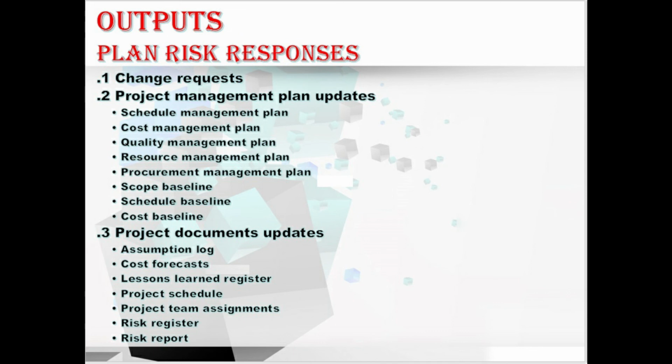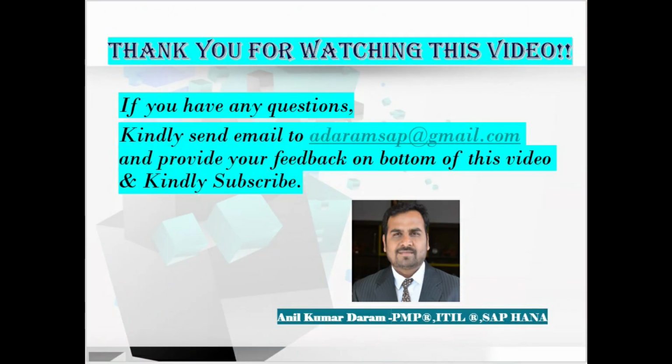Coming to risk report. In this, the risk report may be updated to present the agreed upon responses to the current overall project risk exposure and high priority risk together with the expected changes that may be expected as a result of implementing these responses. Hope you understood this risk report also. We have covered all the outputs of the plan risk responses also. So here we have completed all the ITTOs, inputs, tools and techniques and outputs.